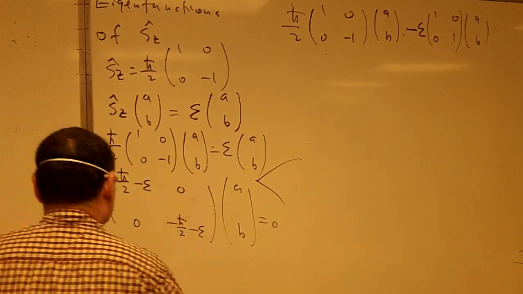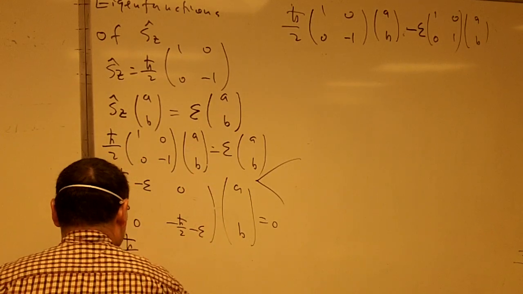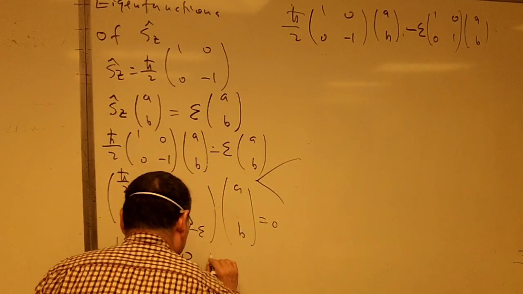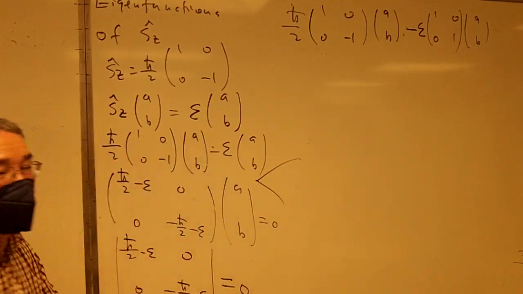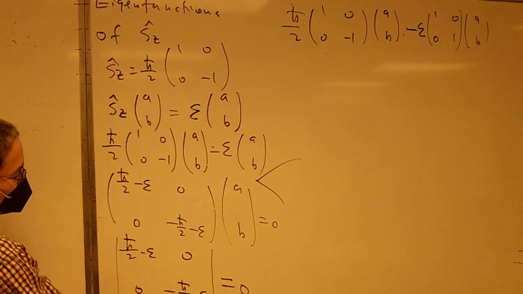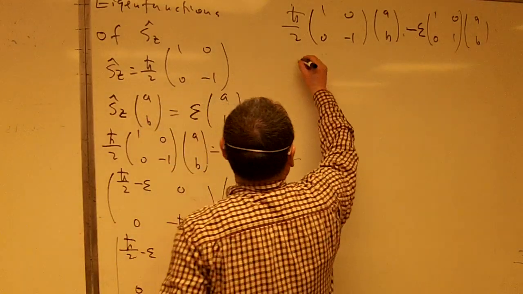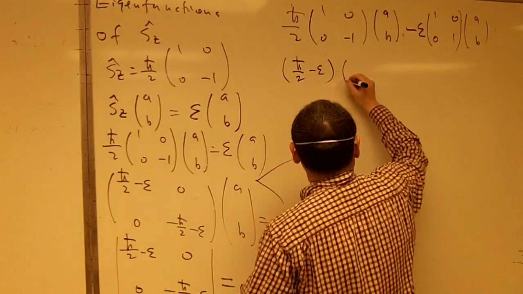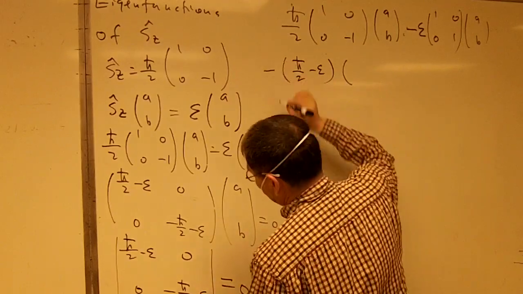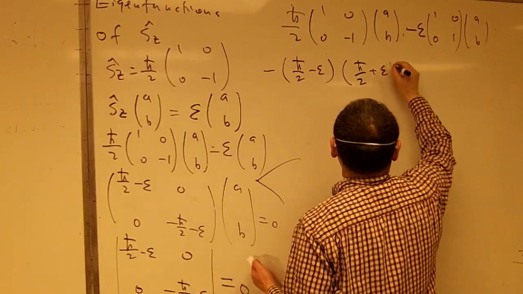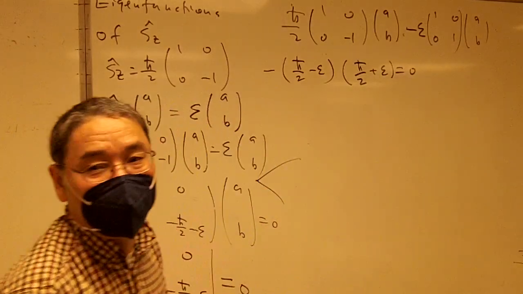The coefficient of A and B, which means the determinant, we'll set this to 0, so there will be a non-trivial solution. Otherwise, we will get a trivial solution, which doesn't make any sense. And this is just a simple elements calculation. H bar over 2 minus epsilon, multiplied by negative, I put a negative in the front, H bar over 2 plus epsilon. This whole thing equals 0.